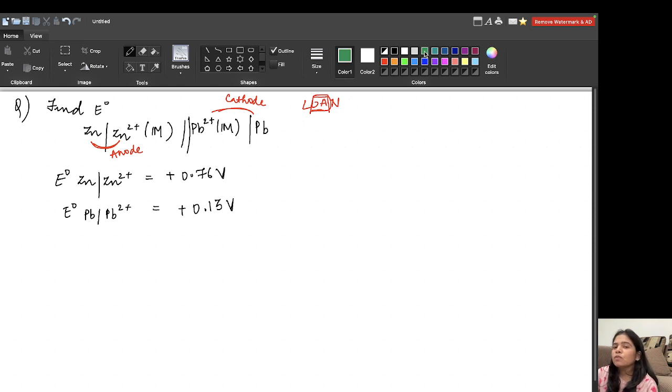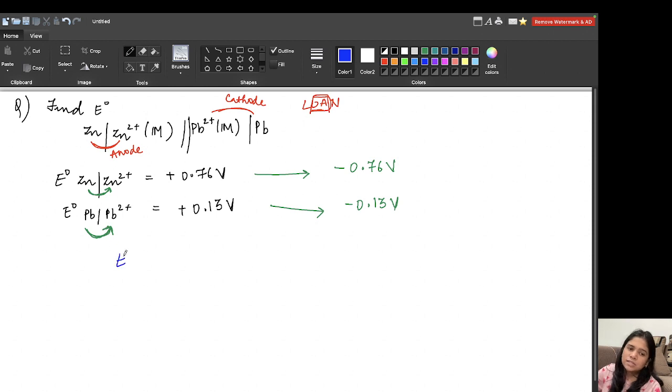Then what we need to do? We need to check whether the E naught value given is in terms of reduction potential. But can you see some difference here? Here reduction is not happening. This is actually oxidation which is happening, right? It's losing some electrons to give you iron. So in order to convert it into reduction potential, just change the sign: minus 0.76 volt and minus 0.13 volt. Then just apply the formula.